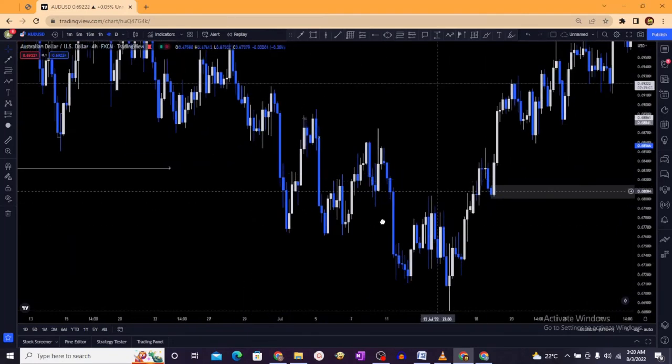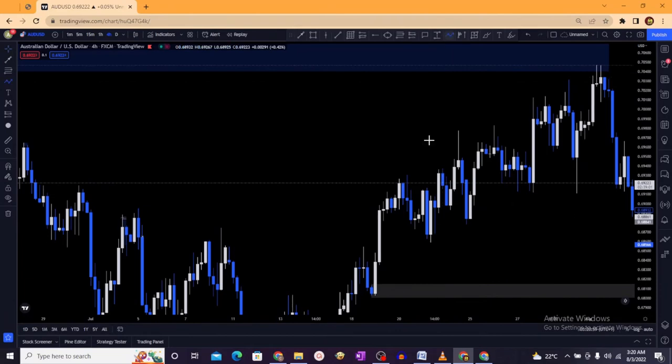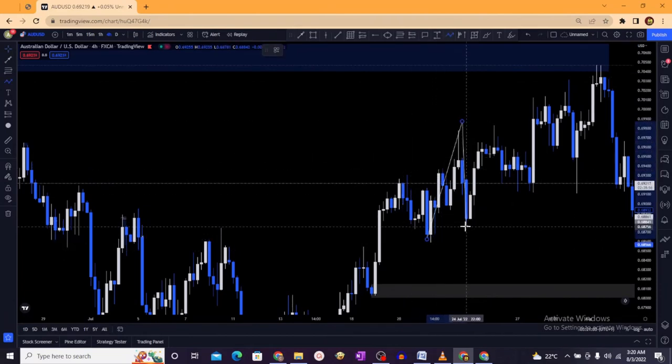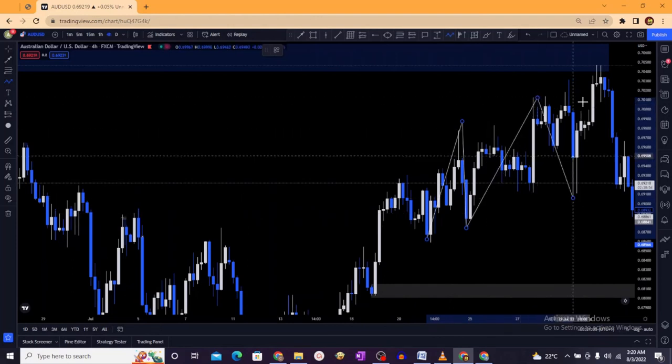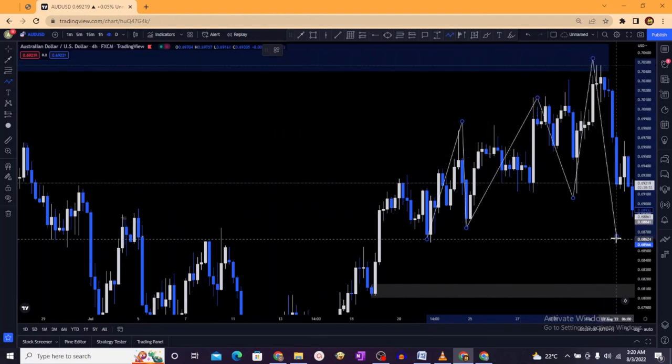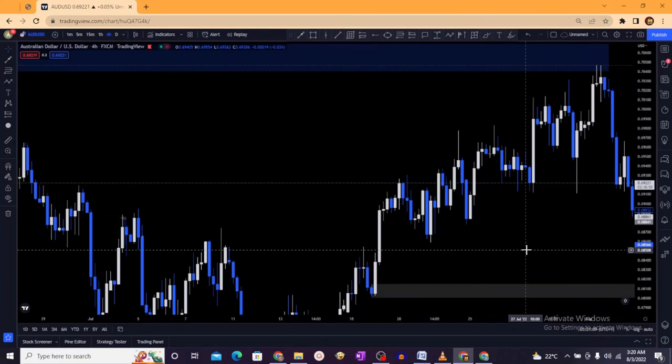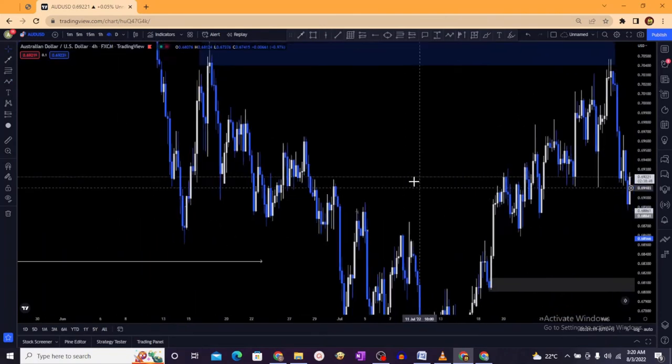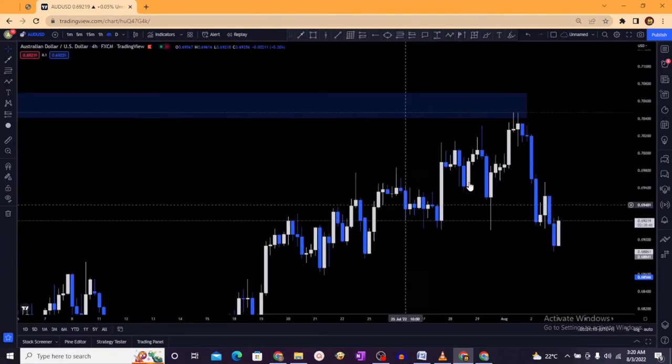You can see for bullish also, price made a new high, came back down, mitigated it, broke structure, came back down. So good, you identify what market structure is. That's one. Now let's go over to the second rule.